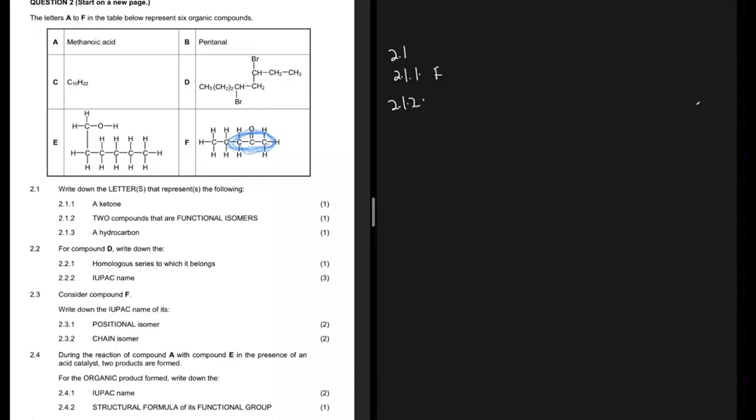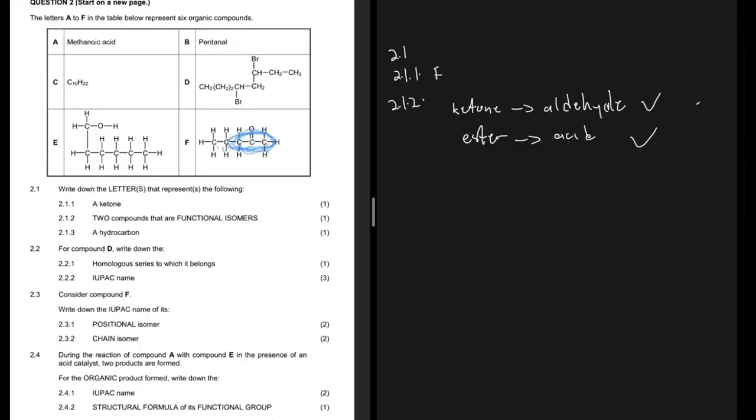2.1.2 says 2 compounds that are functional isomers. A ketone is a functional isomer of an aldehyde, and then an ester is a functional isomer of carboxylic acid, right? These are the only 2 functional isomers we have. So the only ketone we have is F. It has 1, 2, 3, 4, 5. It has 5 carbons.